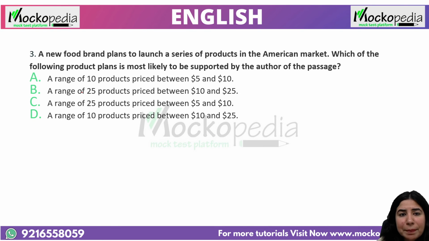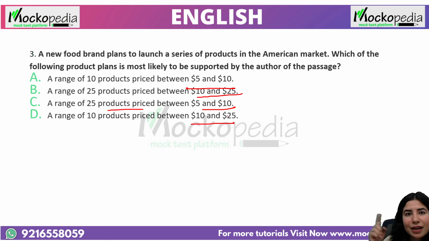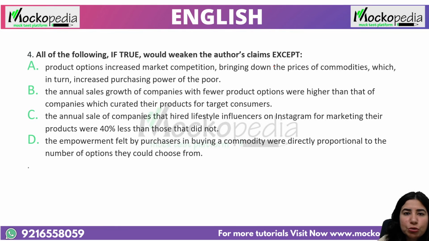A new food brand plans to launch a series of products. Which product plan is most likely to be supported? ठीक है, तो आप देखिए ऑथर के आइडिया से कौन सा सपोर्ट होगा. A range of 10 products priced between 5 and 10, a range of 10 products dollar this, range of 25 products this, and a range of 10 products with. तो हमने देखा था कि जो कैस्पर और अवे के एग्जांपल्स दिए थे ग्लॉसियर के, उन्होंने कहा था कि कम प्रोडक्ट्स और मिड रेंज प्राइसेस, दिस विल गो बेस्ट, राइट? सिंपल, इजंट इट? लेट्स कम टू द फोर्थ वन.